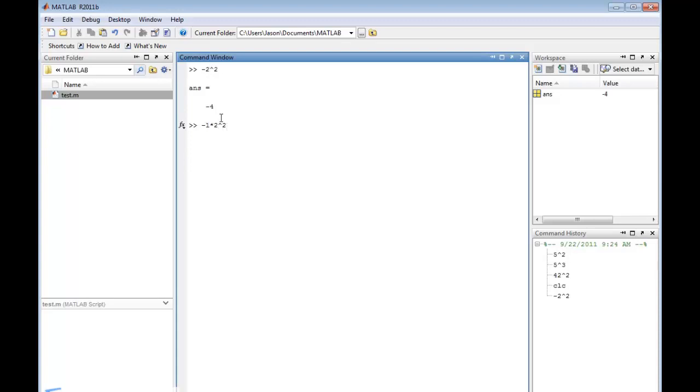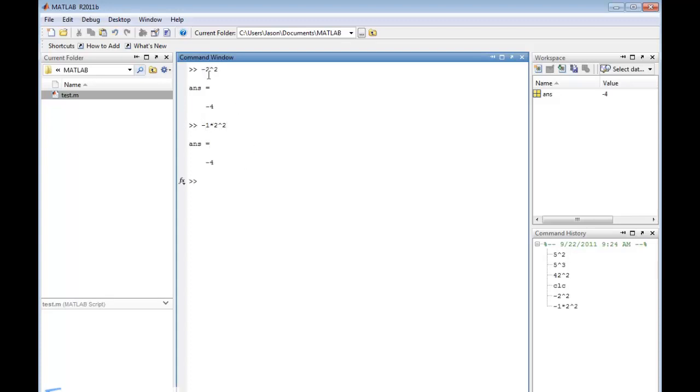So Matlab is always going to do exponents first. That's the way algebra works, order of operations. You do exponents first, and then multiplication, division, and then addition, subtraction. Of course, if you have parentheses in there, it can make you do things first. So it's doing the 2 squared, getting 4, and then 4 times negative 1, you're getting negative 4. And that's why you get negative 4.